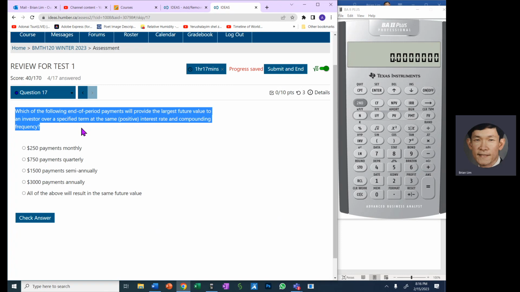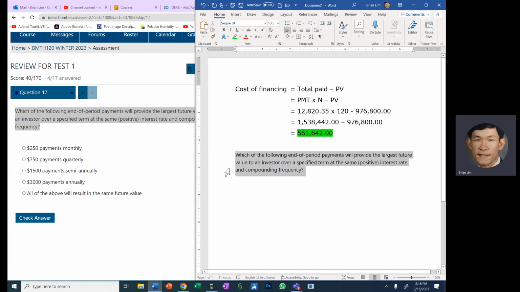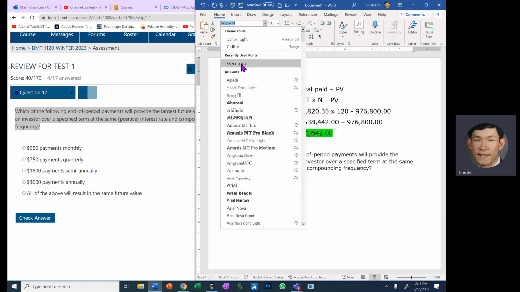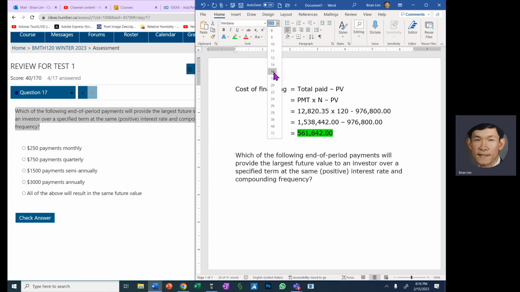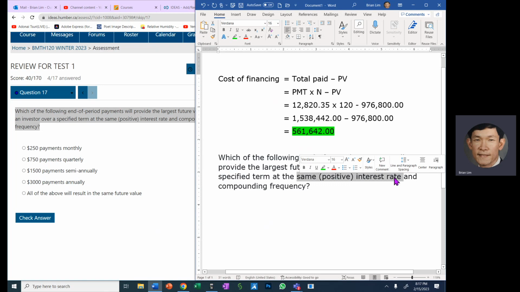So let's copy the question and let us paste it into here so we can have a good perspective on what we would like to do. Now we might as well get this to a larger font, and while we're in here, maybe we'll just change it to, let's go to 16 so we can see it really clear now, right? Now, what do we want to do? Because it's the same positive interest rate, that is one item there, and the compounding frequency is the same.